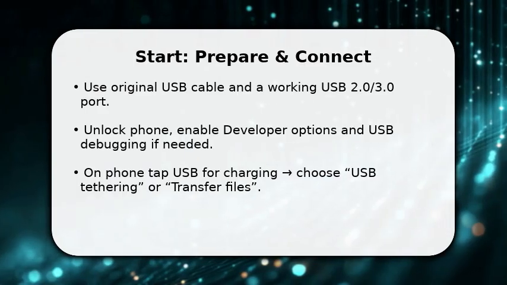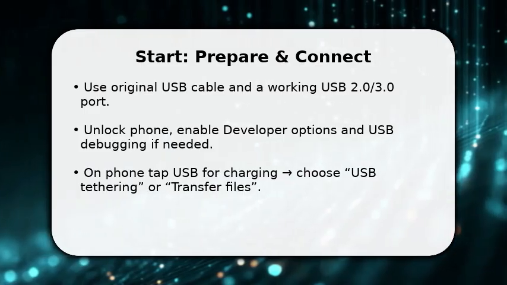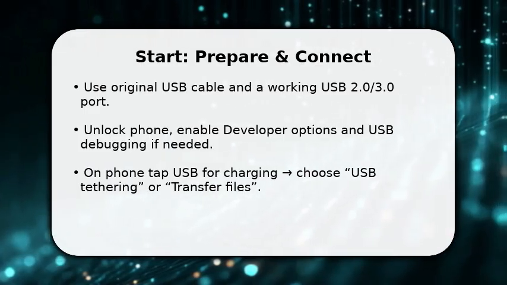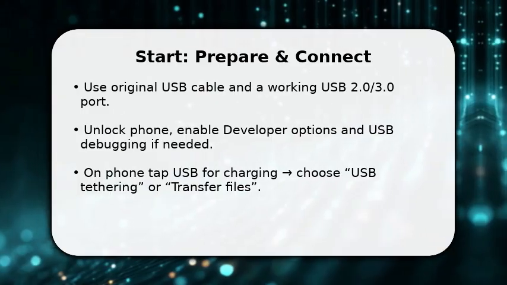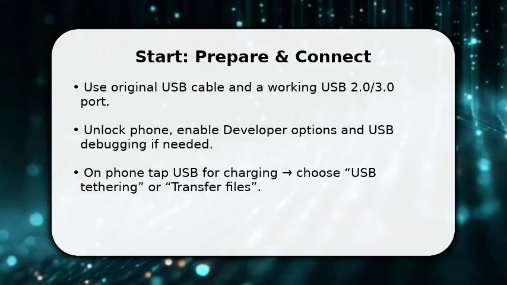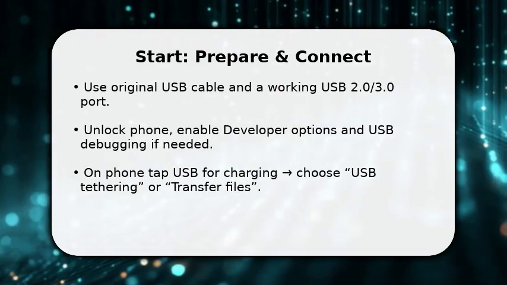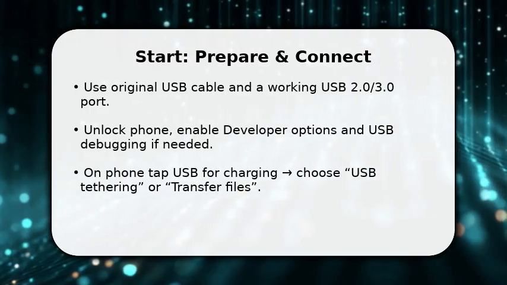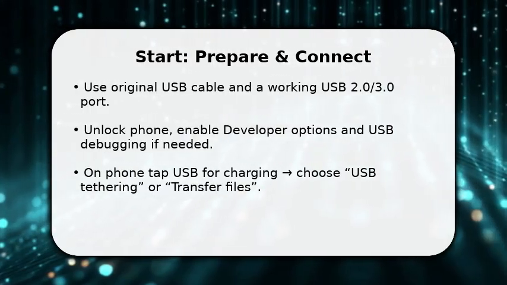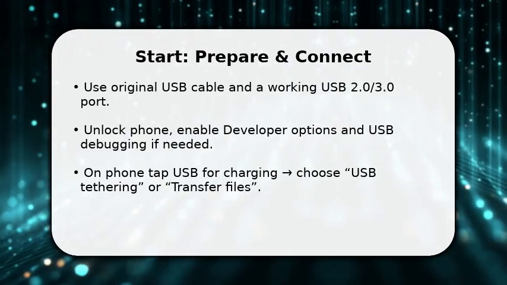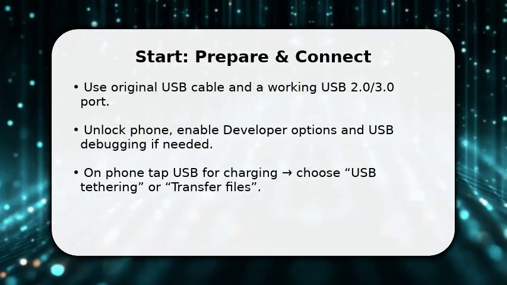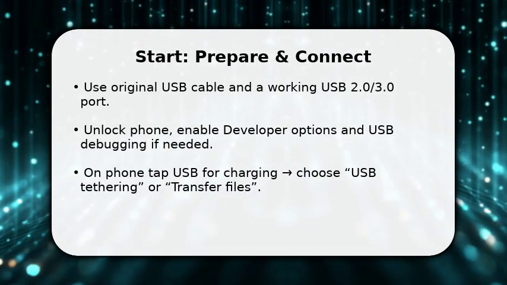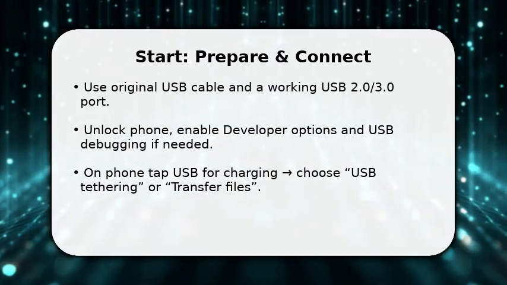Start now by connecting your phone with a known good USB cable to the PC. You want a solid physical link. You must unlock the phone, and if the tethering option is hidden, enable developer options and USB debugging so the OS exposes tethering. Once done, tap the USB mode notification and choose the correct mode, USB tethering or file transfer, because the wrong mode keeps the network interface from appearing on the computer.